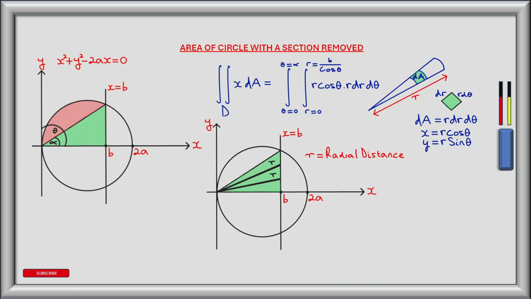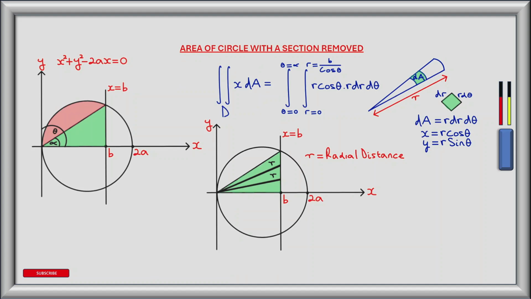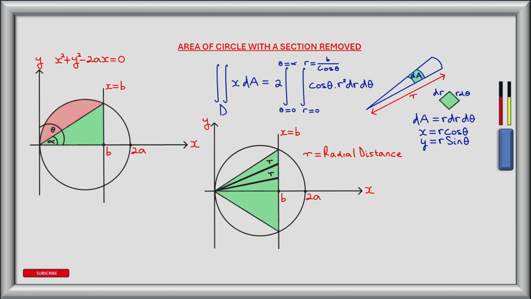Our second integral will be from theta equals 0 to theta equals alpha, as this covers the green shaded area, and it will sum all the infinitesimally small slices of area calculated from the first integral. We are integrating x times dA, which, as we've seen, equates to r cos theta, which is x, and r dr d theta, which is dA. Simplifying this, we are integrating cos theta multiplied by r squared dr d theta. And we must not forget to multiply this by 2, as the green shaded area is reflected below the x-axis.